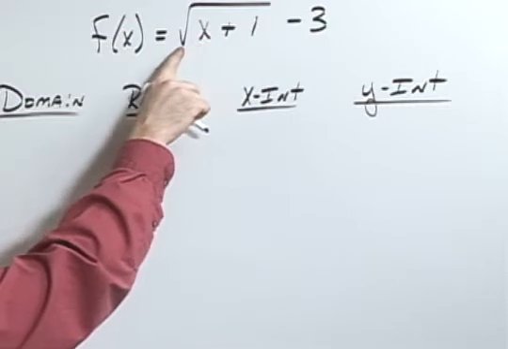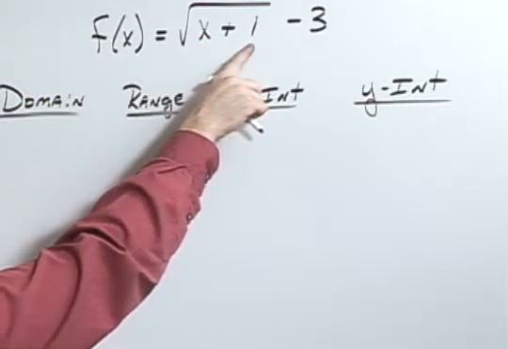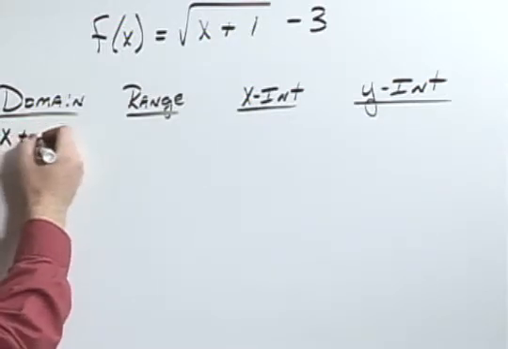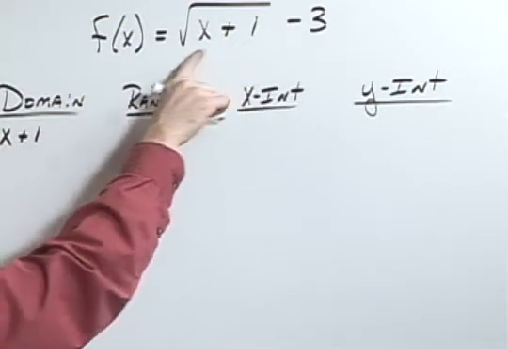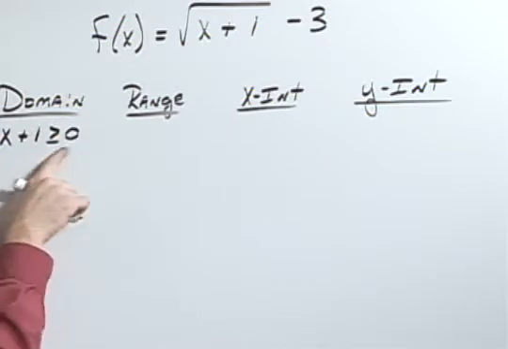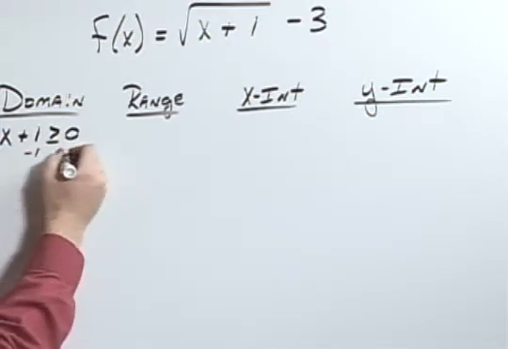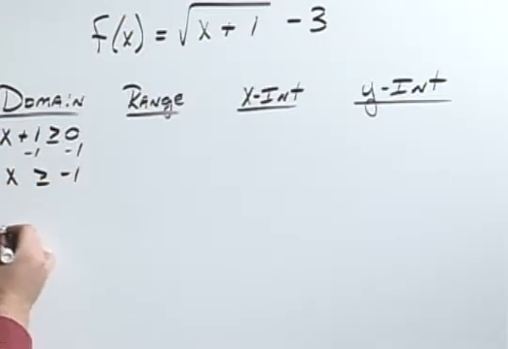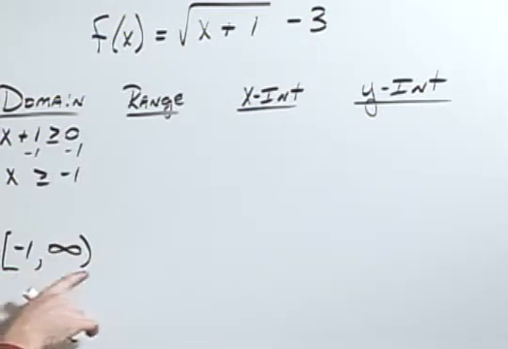For my domain, I'm interested in which x values can go into my function. One thing I notice is that I'm going to be restricted because I cannot take the square root of a negative number. So x plus 1 has to be greater than or equal to 0. If I subtract 1 from both sides, I get x is greater than or equal to negative 1. So my domain will be from negative 1, including negative 1, all the way to infinity: a bracket for the negative 1 and a parenthesis for the infinity.